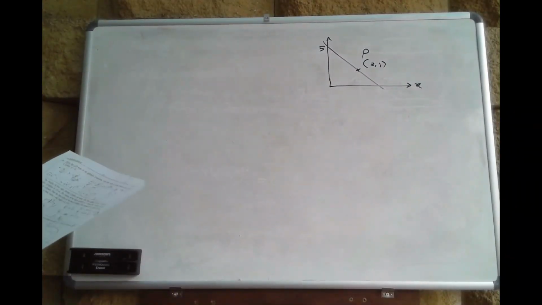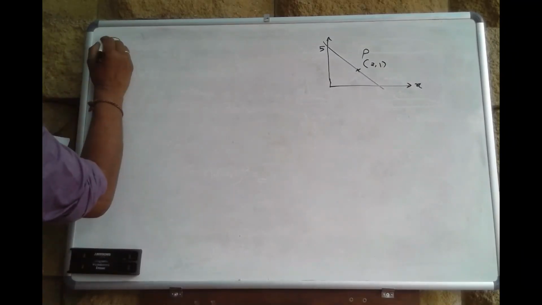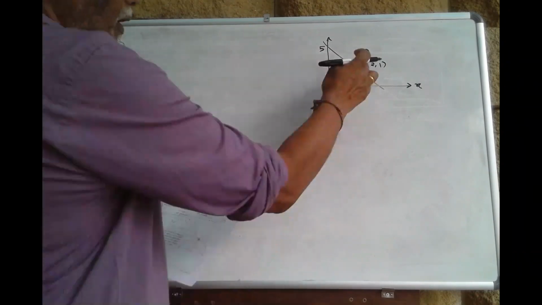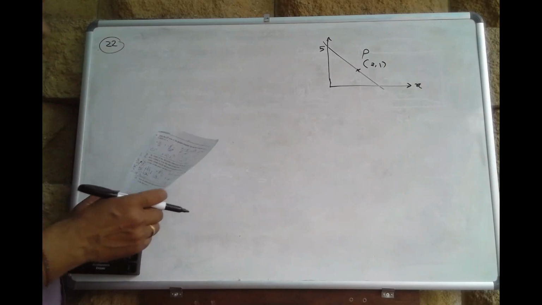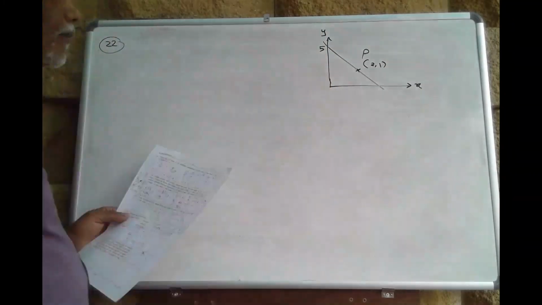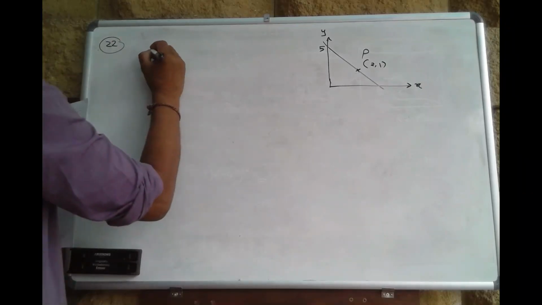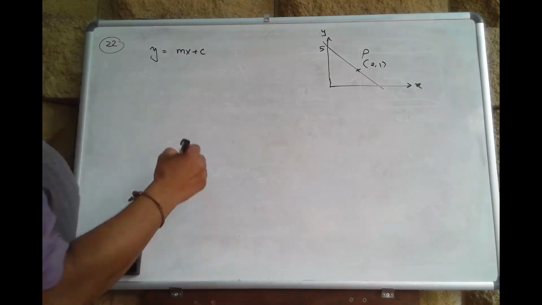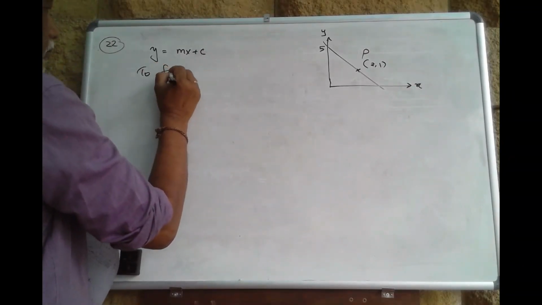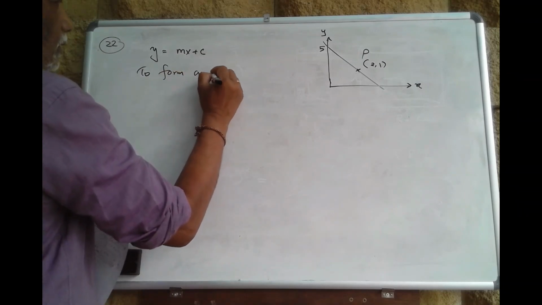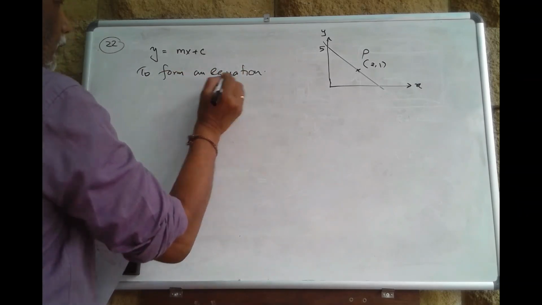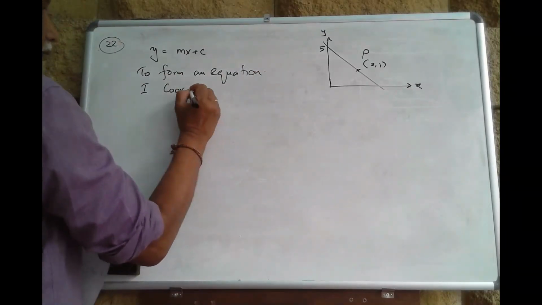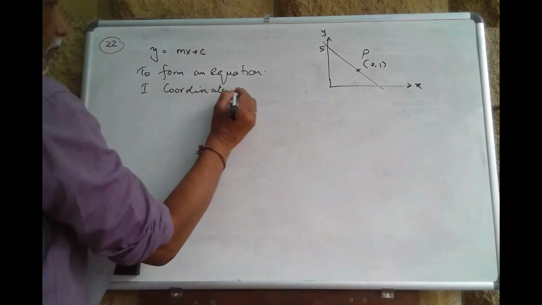Question 22. It says we can write the equation of a straight line that passes through the point (2, 1) and has an intercept 5, so it intersects just the y-axis at 5, in the form of y equals mx plus c. So to form an equation, for example, to form an equation, you need two things. Okay, you need coordinates and your gradient.